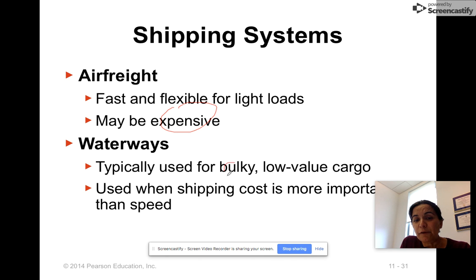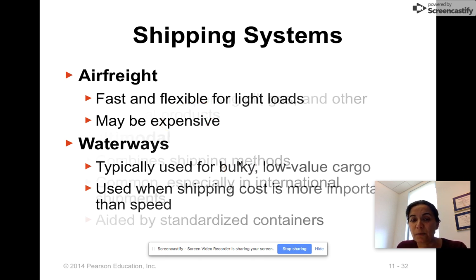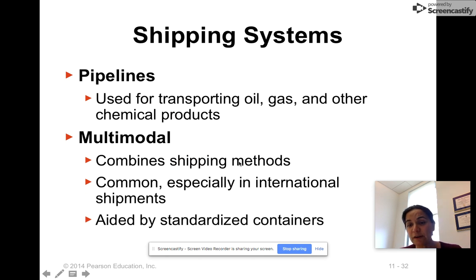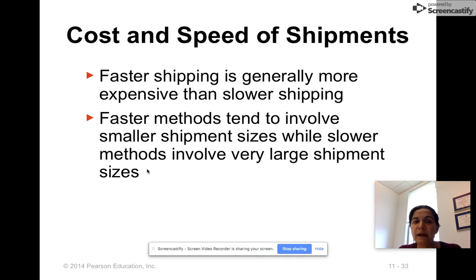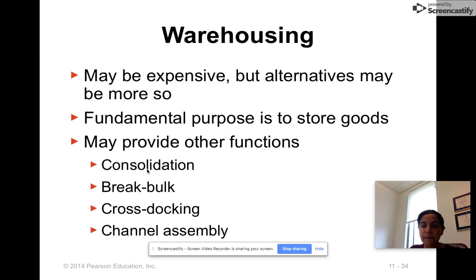And for bulky products, we can also use our waterways. We also have pipelines for oil, natural gas, and other chemical products. And multimodal is a term where you combine shipping methods. Okay? So that's an overview of all the shipments. So again, generally the trade-off is faster shipping is more expensive and has smaller shipment sizes.